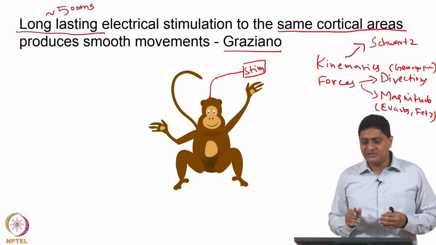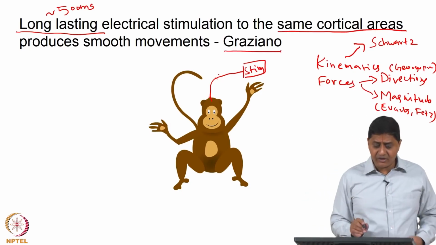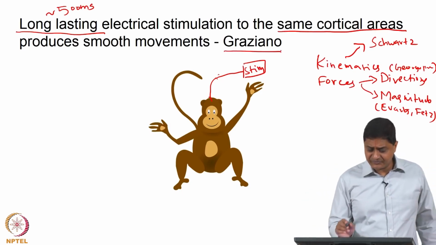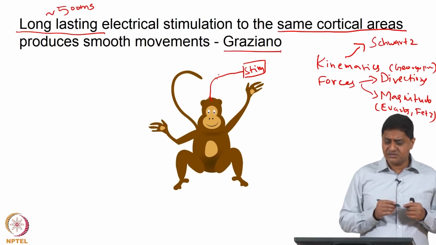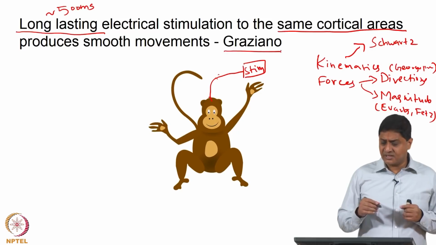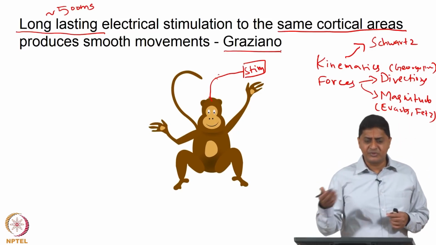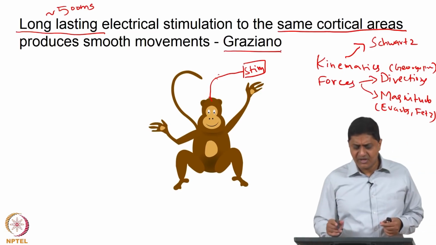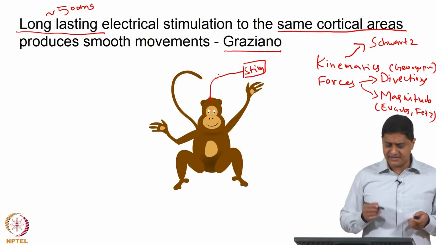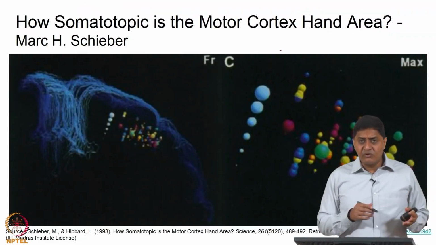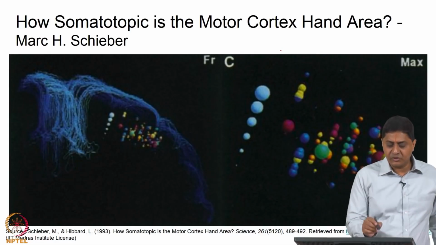We will have a discussion about this debate in future classes. Okay. So, for now this is the work of Graziano, showing that long lasting electrical stimulation produces relatively smooth well coordinated movements in monkeys. This could be multiple movements. There is a nice set of papers from this group, please do read, those who are interested can read about this. Now, moving on, we come back to the topic of somatotopy.